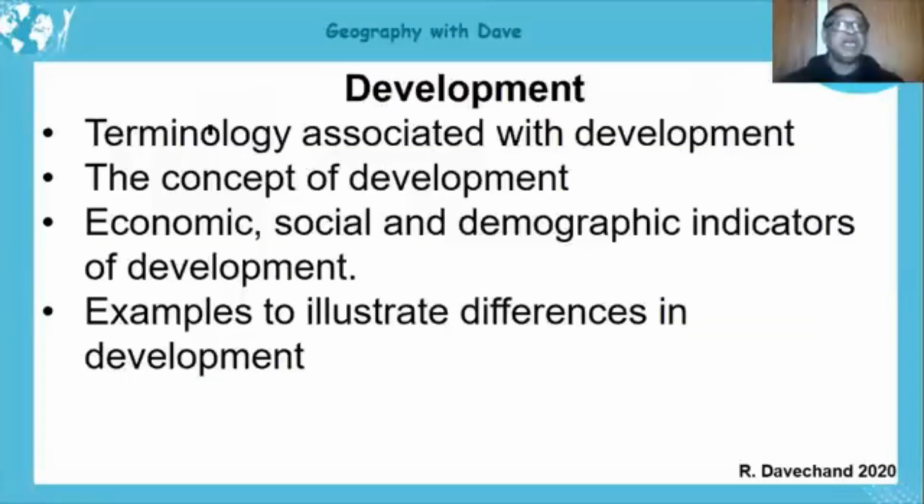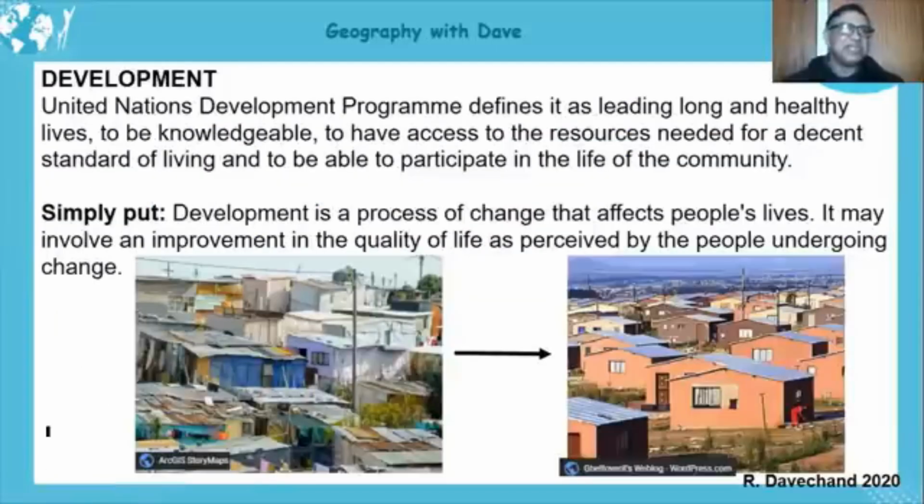What we will be looking at here is the terminology associated with development. Sounds familiar? Grade 9. The concept of development, the economic, social, and demographic indicators of development. And we're going to look at examples to illustrate the difference in development, just simple examples. We'll be coming across factors, etc., in later lessons. So very familiar to you from grade 9, but let's go on. So we should be getting good marks.